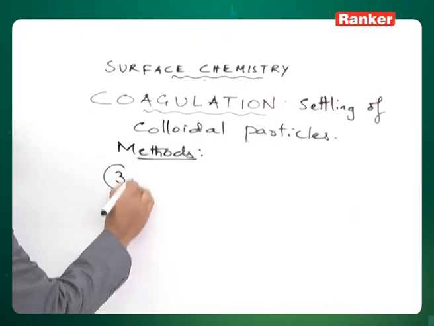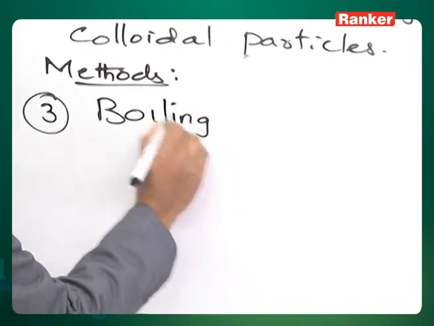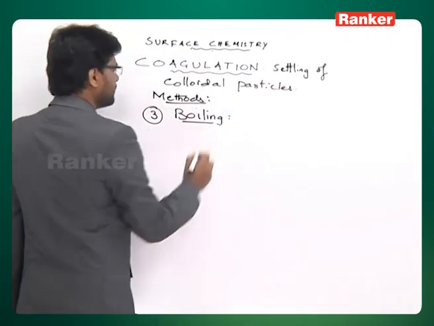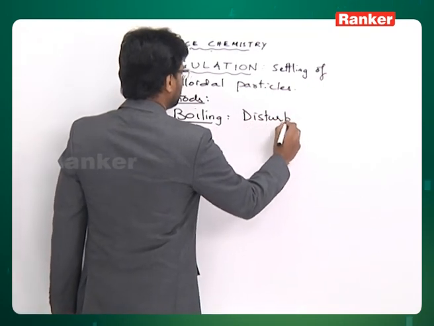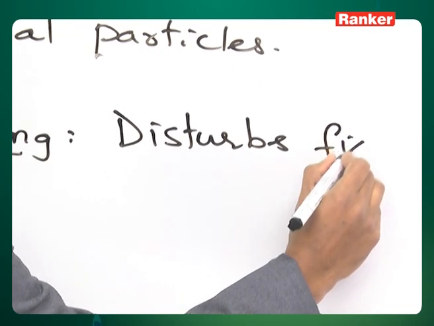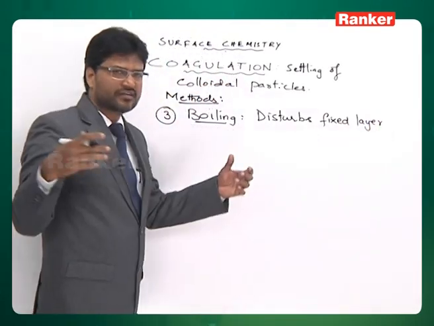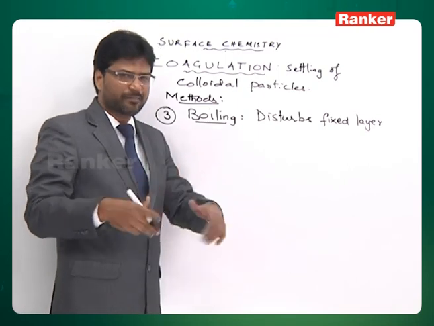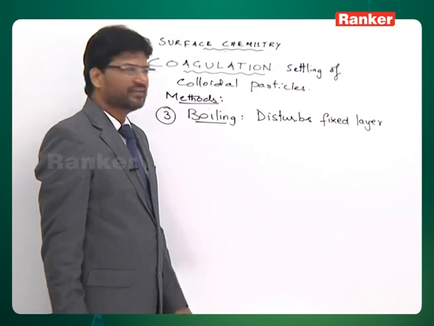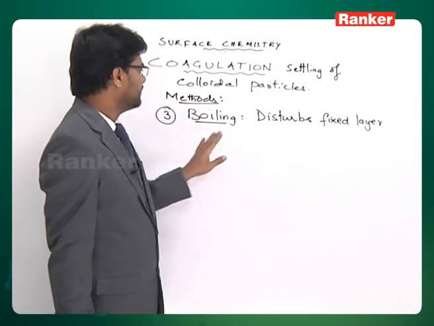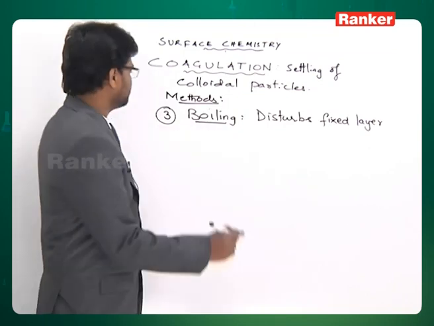Another method for coagulation is boiling of colloidal solution. This will disturb the fixed layer of charge. Due to constant collisions, it increases the impact of particles of dispersion medium on the fixed layer, and it will disturb the fixed layer, and in this way it loses charge and gets coagulated.